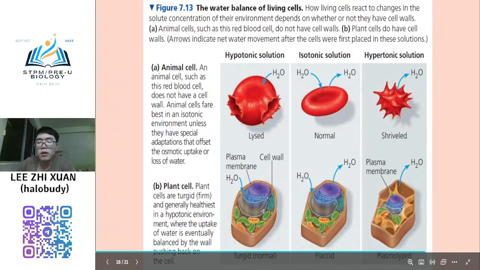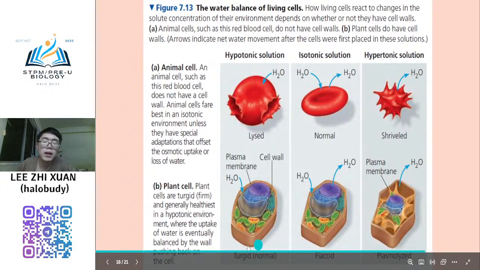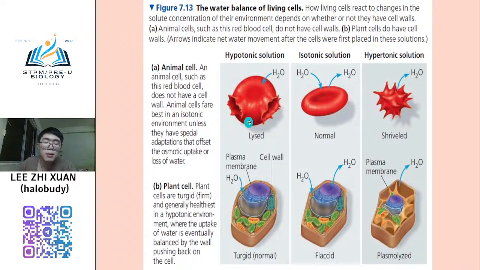It has a very large central vacuole, right? So all of the water can be stored there, and the vacuole can expand very large. So normally in a hypotonic condition, it will become turgid. When a plant cell becomes turgid, it becomes normal. It should be normal for a plant cell, because plants like water compared to animals.